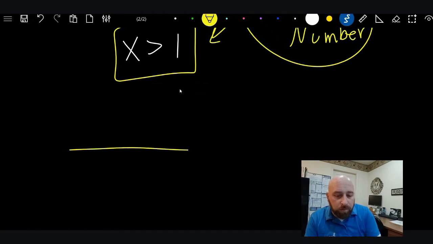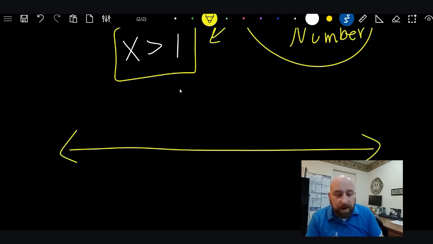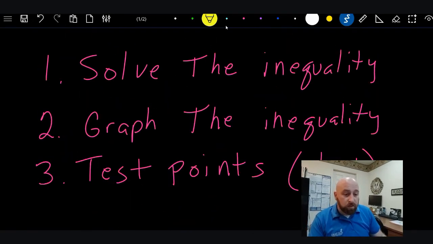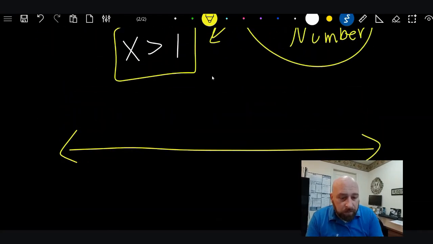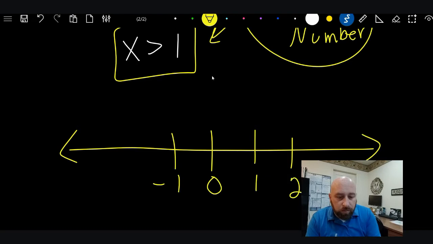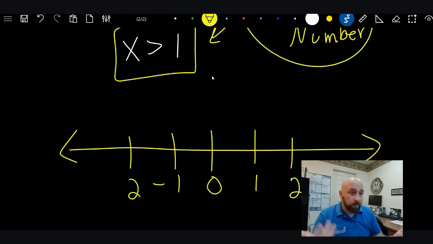So we would come to our graph. We solved the inequality and got our critical number, so now we're going to graph the inequality. That's the next step. Here we are graphing it. We'll call this 0, this 1, this -1. We can do 2. We don't need to go any farther because our critical number is 1. We don't need to keep going any larger or smaller here.